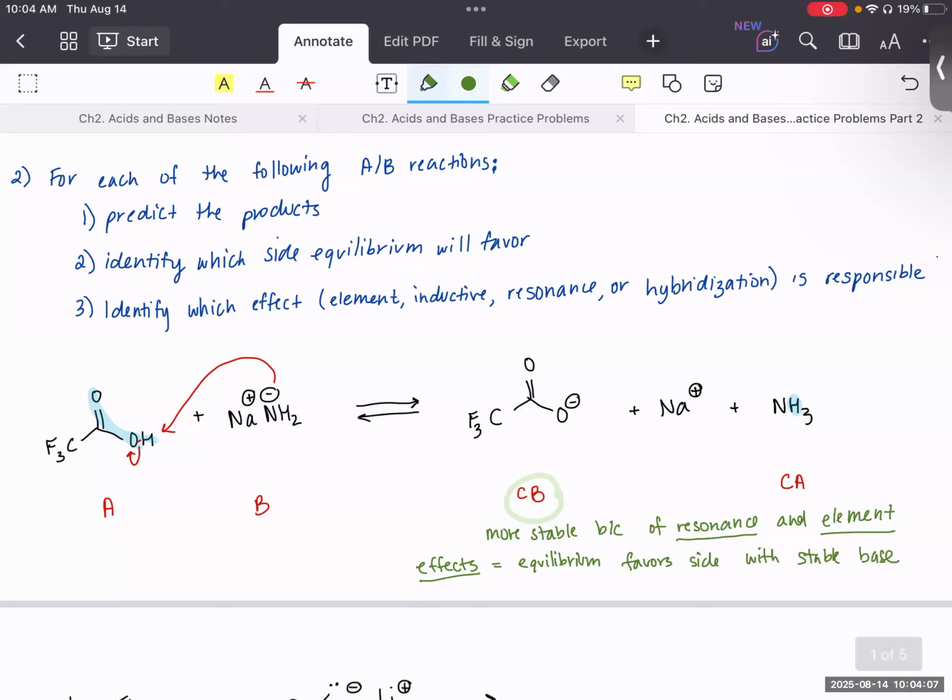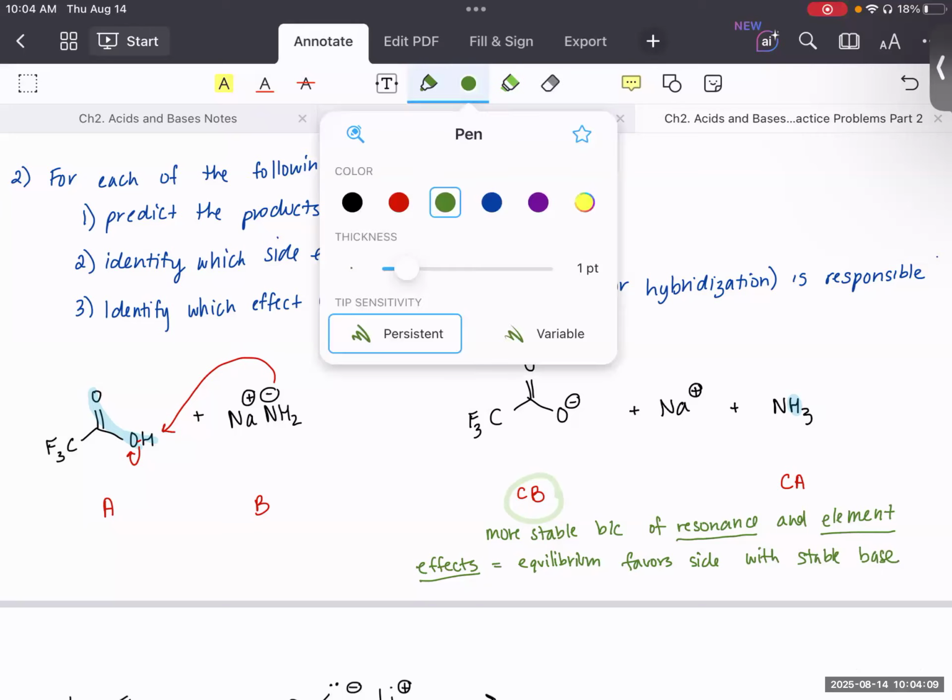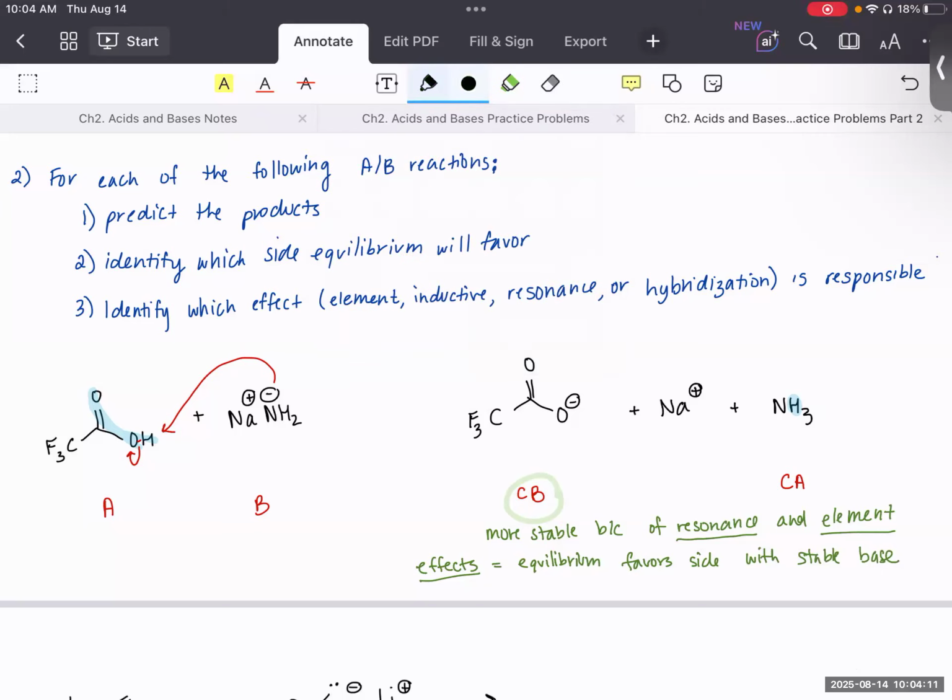And so if we want to redraw these arrows, we would show a longer arrow going to the right and a shorter arrow going to the left. And again, that's because the side that has the more stable conjugate base is more happy, it's more stable. So equilibrium wants to exist in that direction.